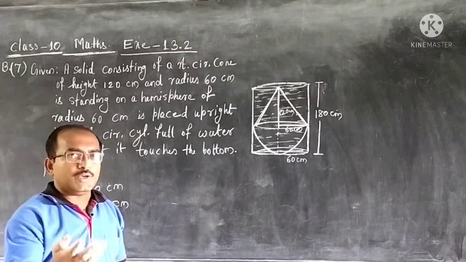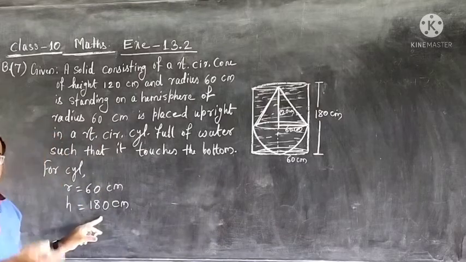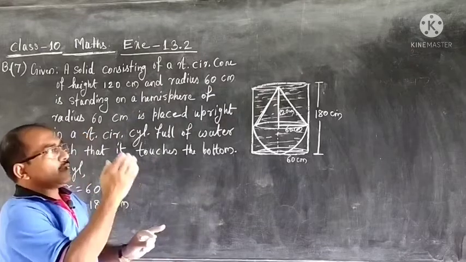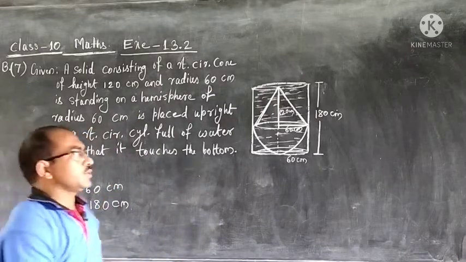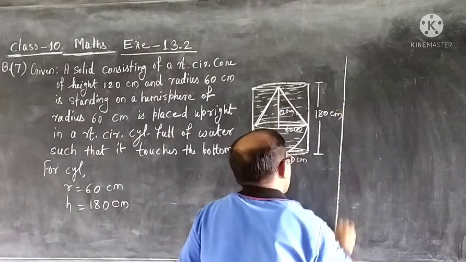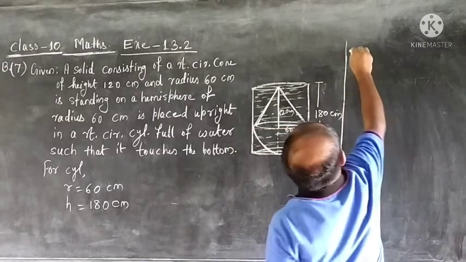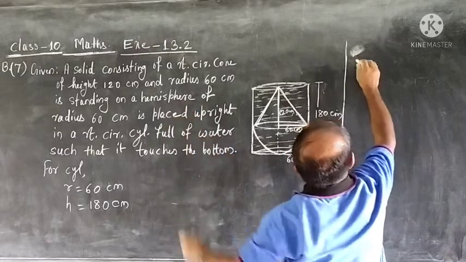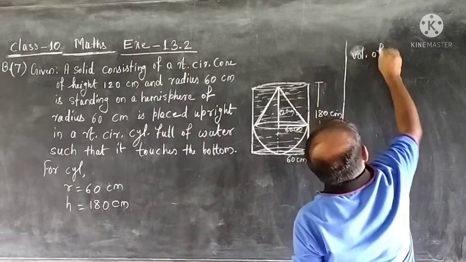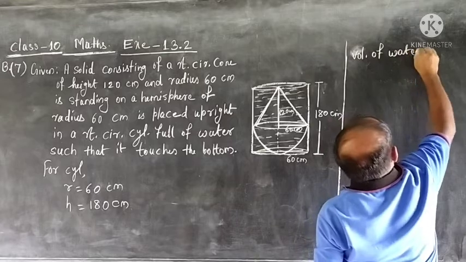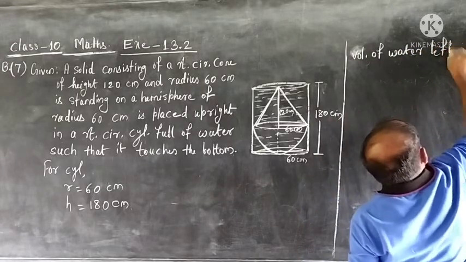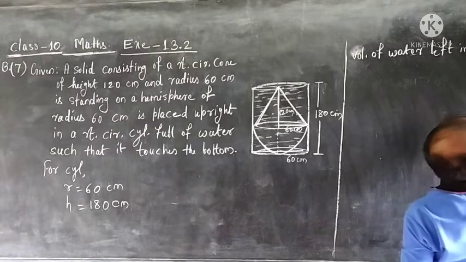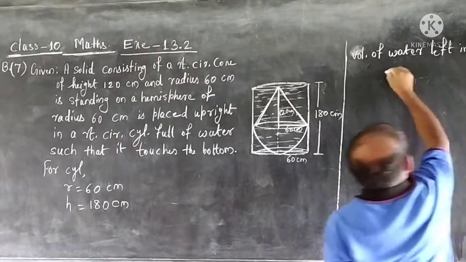So, for volume what do we need? Radius and height of the cylinder we have, radius and height of the cone we also have, and the radius of the hemisphere, everything we have. So, straight we go for calculating. What will we calculate? Volume of water left in the cylinder. The condition we have mentioned here already. How will we calculate it? We will think a little.